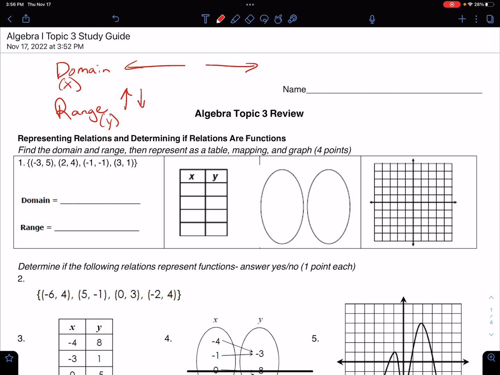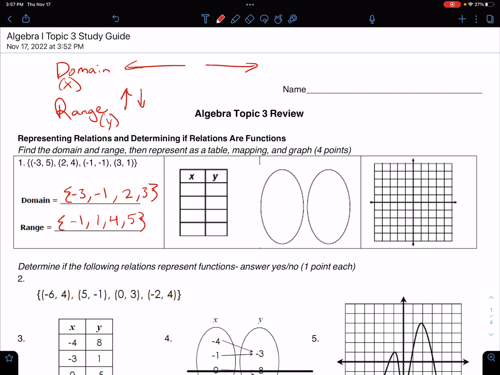Okay, so if I look at number 1, all of my x's, I'm just going to put them in order just so it's a little bit easier for me when it comes to the other stuff. I have -3, -1, 2, and 3. So those are all my x's. All my y's, I have -1, 1, 4, and 5. So I can write my domain and range like that.